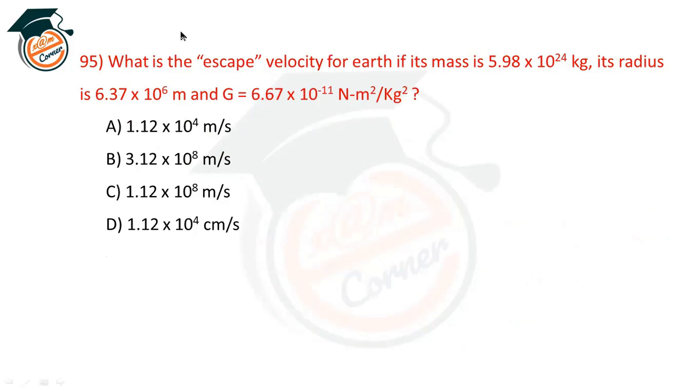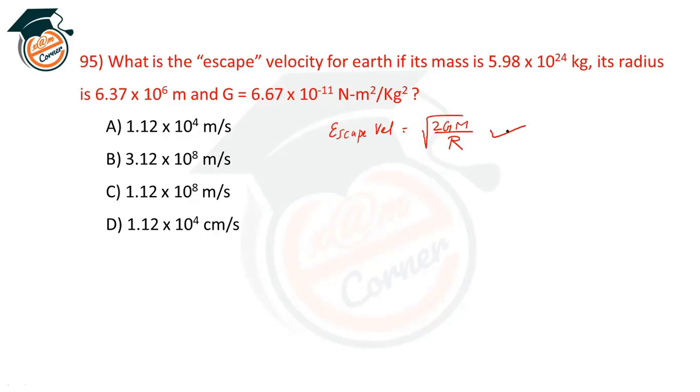Okay, next question. What is the escape velocity for the Earth if its mass is 5.98 into 10 to the power 24 kg? Its radius is 6.37 into 10 to the power 6 meter and G is 6.67 into 10 to the power minus 11 Newton meter square per kg square. Escape velocity from the Earth can be found by using the escape velocity formula. Escape velocity is equal to root over 2GM by R.